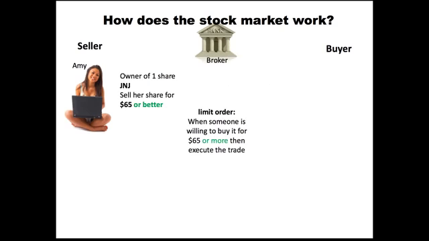So let me show you what a limit order is. What we just talked about was a stop order. Now a limit order is that, let's go back to Amy, let's start over again. Amy wants to sell her share for $65 or better. So if the price is $65, she's going to sell it. If the price is $65.10, she wants to sell it. So as long as that price is higher than the $65, Amy wants to sell her share.